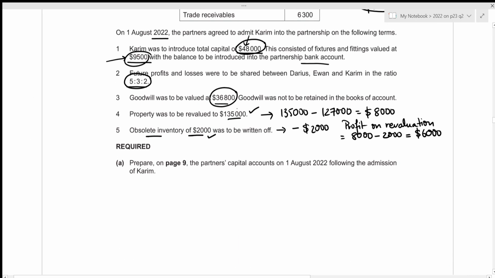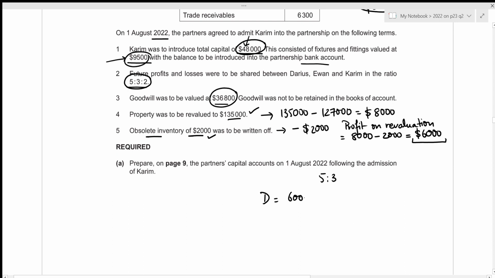Okay. Then we also figured out that there was a profit on revaluation of 6,000, right? And this is a profit on revaluation before introduction of Karim, which means that this profit should be divided among the two existing partners, Darius and E1. And remember that their profit sharing ratio was 5:3, which means that for Darius, he will get 6,000 times 5 by 8, which results in the amount of 3,750. Now for E1, that's going to be 6,000 times 3 by 8, which results in the amount of 2,250.